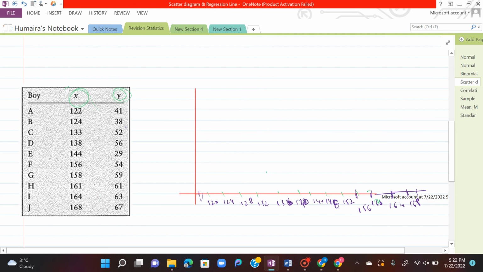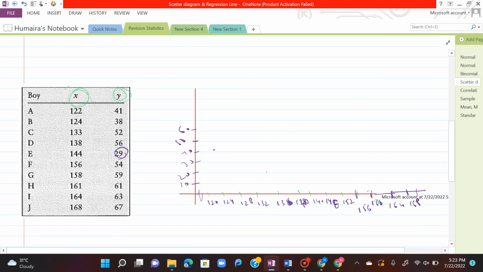Similarly for the y, just take the minimum value, which is 29, and the maximum value is in the 60s, right? I can do this: 10, 20, 30, 40, 50. So it's up to you, whatever steps you want to take. Okay, so 122 with 41. So 122 will be somewhere over here, and 41, 10, 20, 30, 40, 41 will be over here. Just put the dot over here, right?